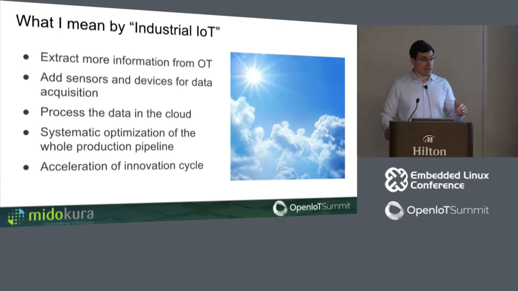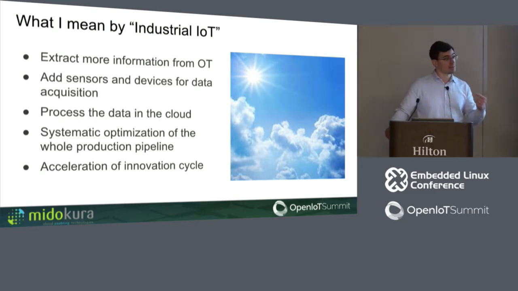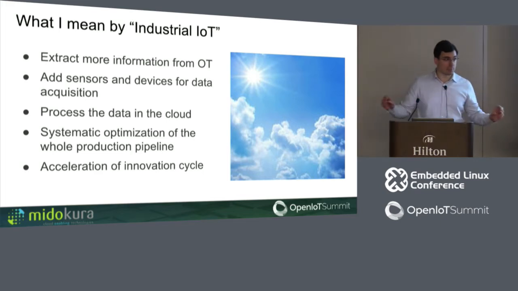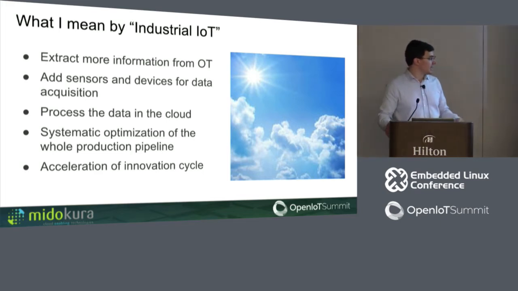New devices are being added to collect existing data that's taken from systems that cannot be evolved, cannot innovate very fast because they don't have innovation cycles. They have that are short. And of course, then part of IoT is the systematic optimization of that whole product pipeline across different stages, from supply to production and out to distribution.